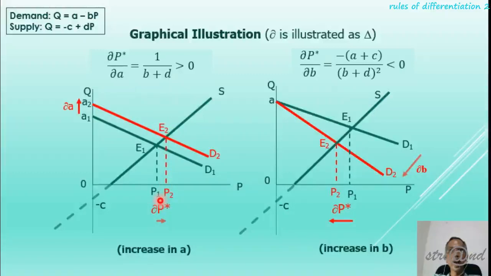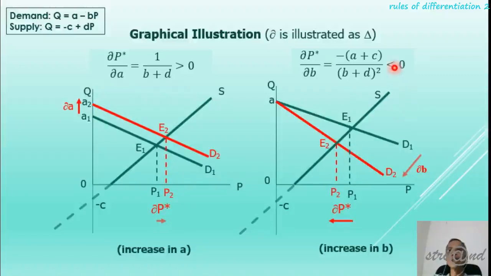And the equilibrium price moves from P1 to P2. So we can see that if the intercept A1 increases to A2, the equilibrium price will move in the same direction. It will increase too, from P1 to P2. It is in line with the result of the derivative here, because the derivative of P star with respect to A is greater than 0. It means that when A increases, the equilibrium price will also increase.